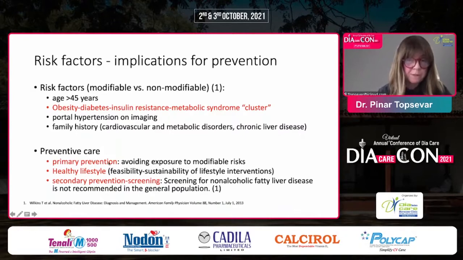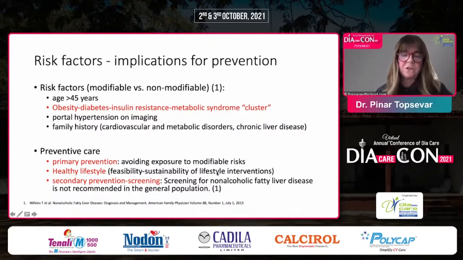Primary prevention is possible by avoiding exposure to these unhealthy lifestyle conditions with an actually healthy lifestyle. But the tricky thing about a healthy lifestyle is that it's very hard for people to change their habits and adopt another lifestyle. And even if they do, it's even harder to maintain and sustain this. So that is the downside of lifestyle interventions.